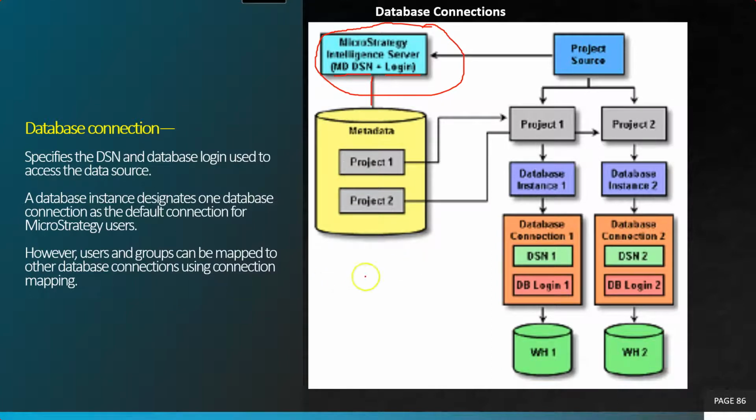However, users and groups can be mapped to other database connections using connection mapping. Basically, connection mapping allows you to assign a user or group in the MicroStrategy system to a login ID on the data warehouse RDBMS. The mappings are typically used to take advantage of one of several RDBMS database security techniques, like security views, split fact tables by rows, and a lot more.